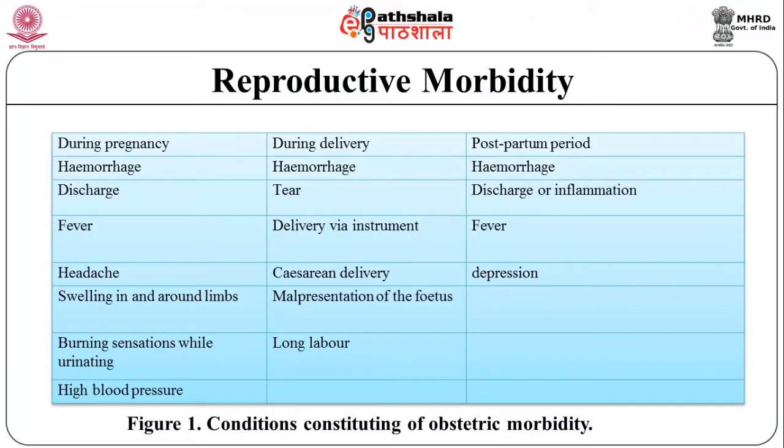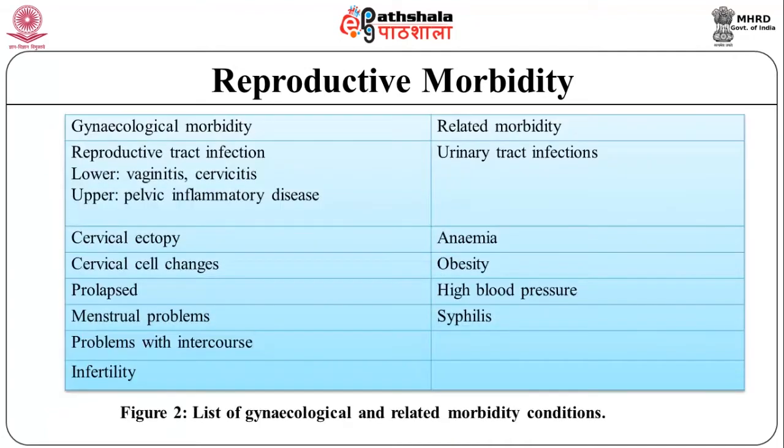Here in this figure 1, we see conditions constituting obstetric morbidity. Obstetric morbidity conditions are of public health interest because they are common and may have serious implications for maternal and child health. This table highlights conditions during pregnancy, during delivery, and the postpartum period. In figure 2, we see a list of gynecological and related morbidity conditions.